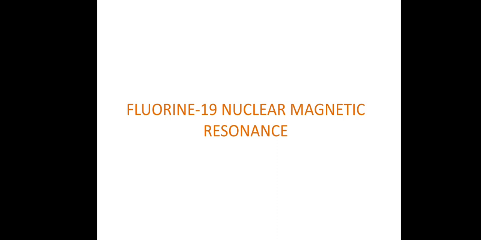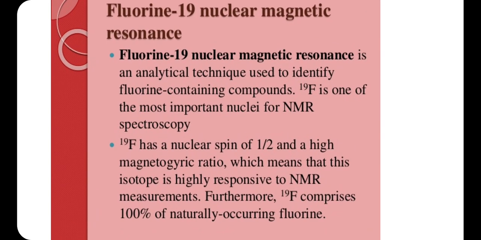Depending upon the nucleus, NMR is classified into many types. For example, proton NMR, C13 NMR, F19 NMR, P31 NMR, etc. Today we will discuss only fluorine-19, that is, F19 NMR spectroscopy. Fluorine-19 NMR spectroscopy is a resonance technique, an analytical technique used to identify fluorine-containing compounds. F19 is one of the most important nuclei for NMR spectroscopy.